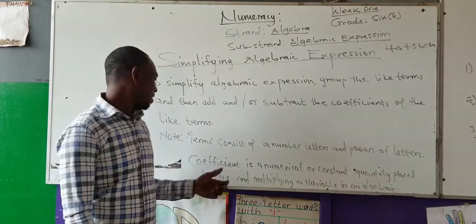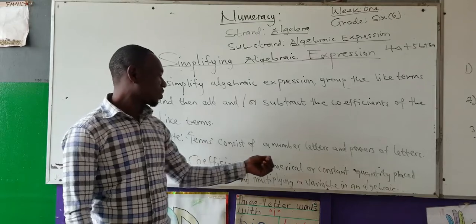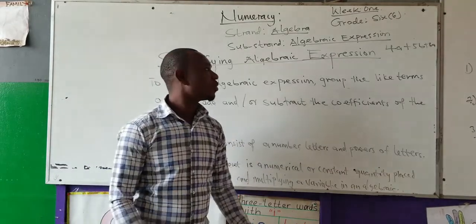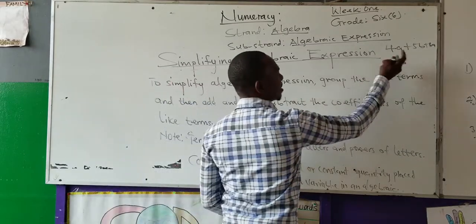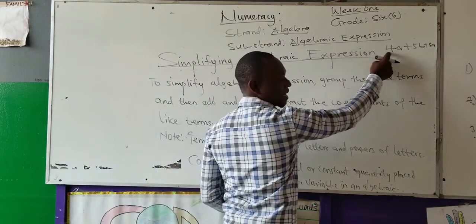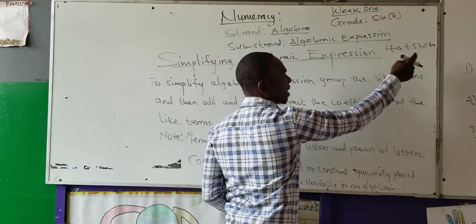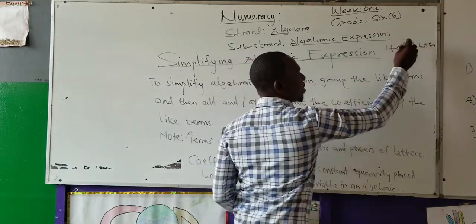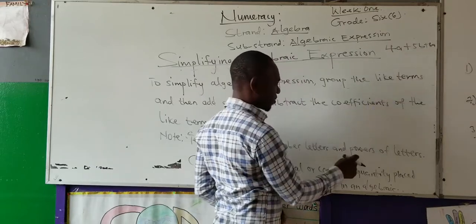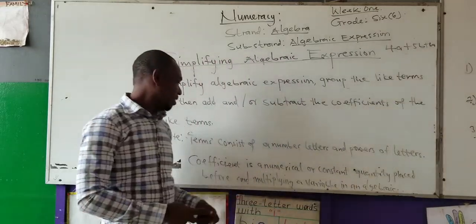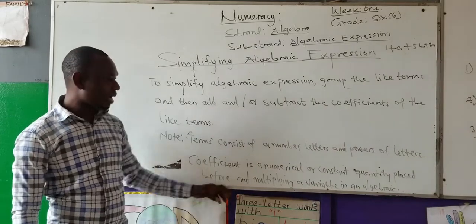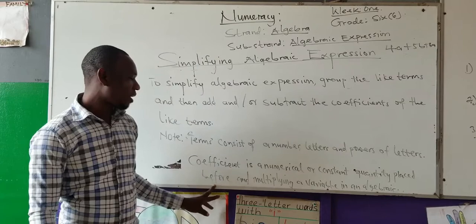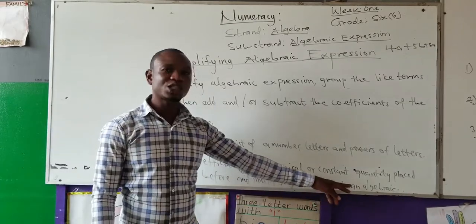So here when we say terms, the terms consist of a number, letters and what? Powers of letters. Like the term 4a consists of a number, that's 4, as I just indicated before, or any number. The a is the letter. And sometimes they use powers on the letters. So that's what we call the powers of letters. And now the coefficient is a numerical what? A numerical or a constant quantity placed before and multiplying a variable in algebra.